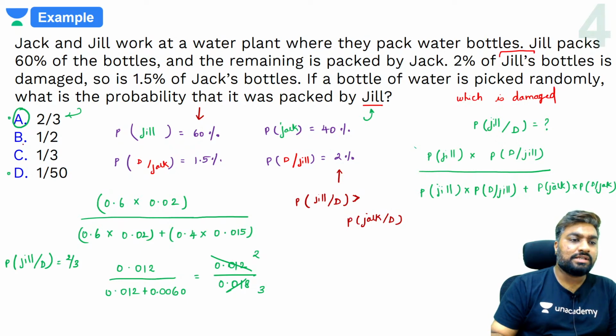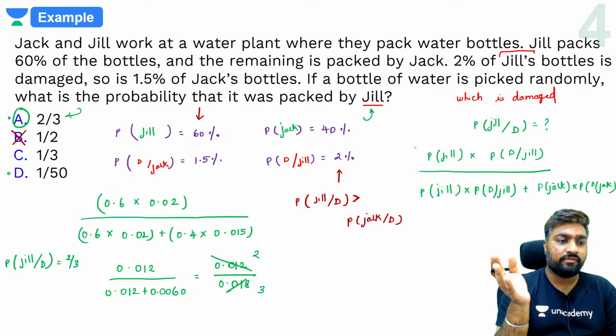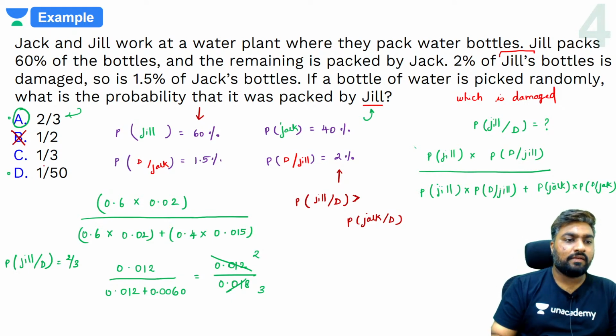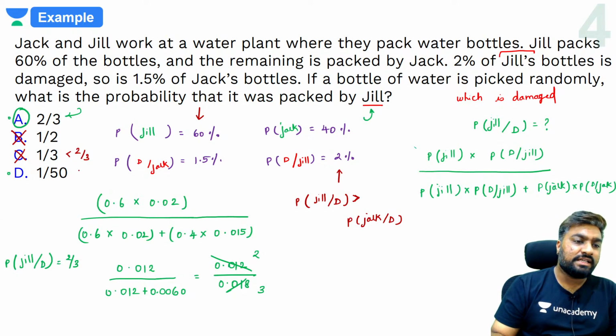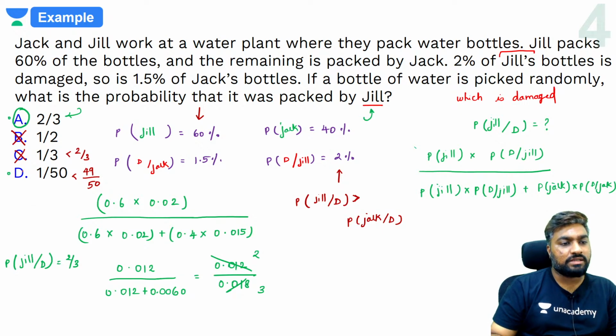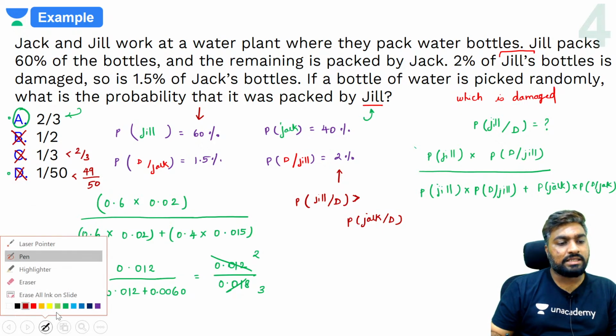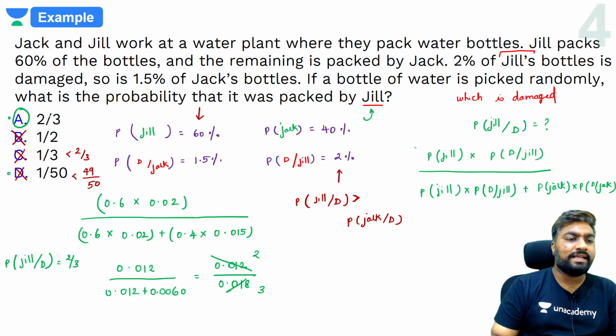तो ऑफ द आंसर चॉइसेस 1/2 तो आप एलिमिनेट कर सकते हो, क्योंकि देयर वोंट बी इक्वल अपॉर्चुनिटी, 50-50 नहीं होगा. यस, 1/3 अगर जिल का है, तो जैक का क्या हो गया? 2/3. 2/3 इज ग्रेटर देन 1/3, नॉट पॉसिबल. सेम वे अगर 1/50 जिल का है तो जैक का कितना हो जाएगा? 49/50, which is again much greater than 1/50. This is also not possible. Only answer possible is A. Why? Because if 2/3 is Jill's case, then Jack's case is 1/3.